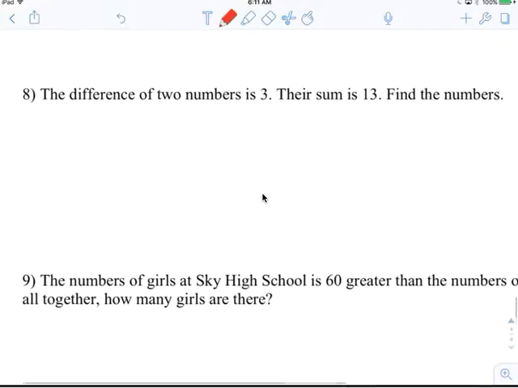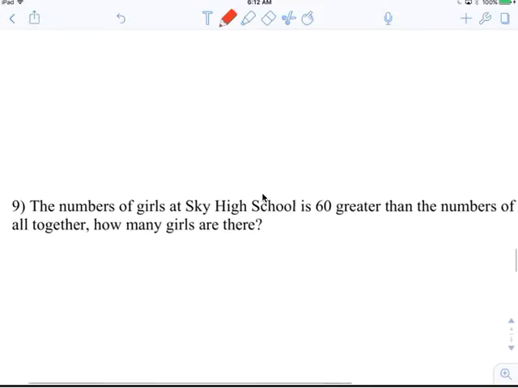The difference of two numbers is 3. Okay, A, we don't know those numbers, minus B of two numbers is 3. Their sum is 13. A plus B. Find the numbers. Same thing as the other one.